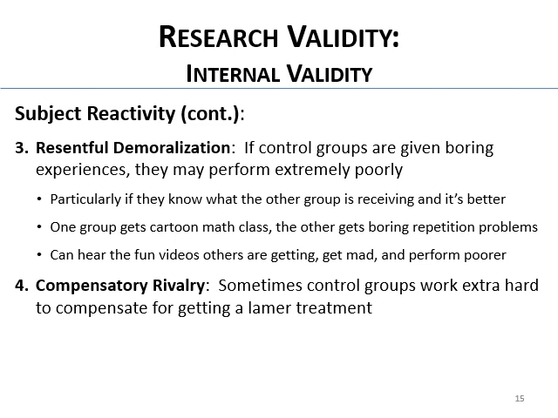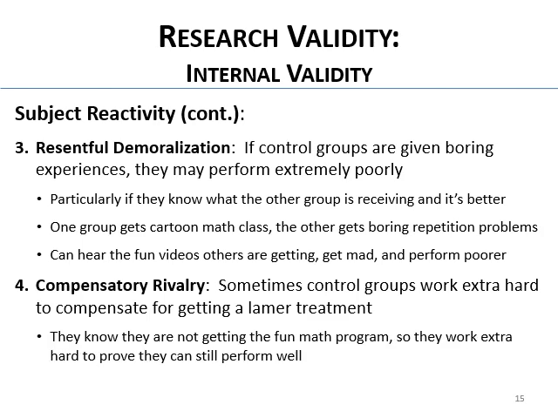So the flip side of that is compensatory rivalry. Sometimes control groups know they got the short end of the stick or the boring intervention, and so they work extra hard to compensate for the fact that they got this lamer treatment. So they know that they didn't get the fun math program, so they work extra hard to perform, to show that they can still perform well. And so again, this is the flip side of resentful demoralization.